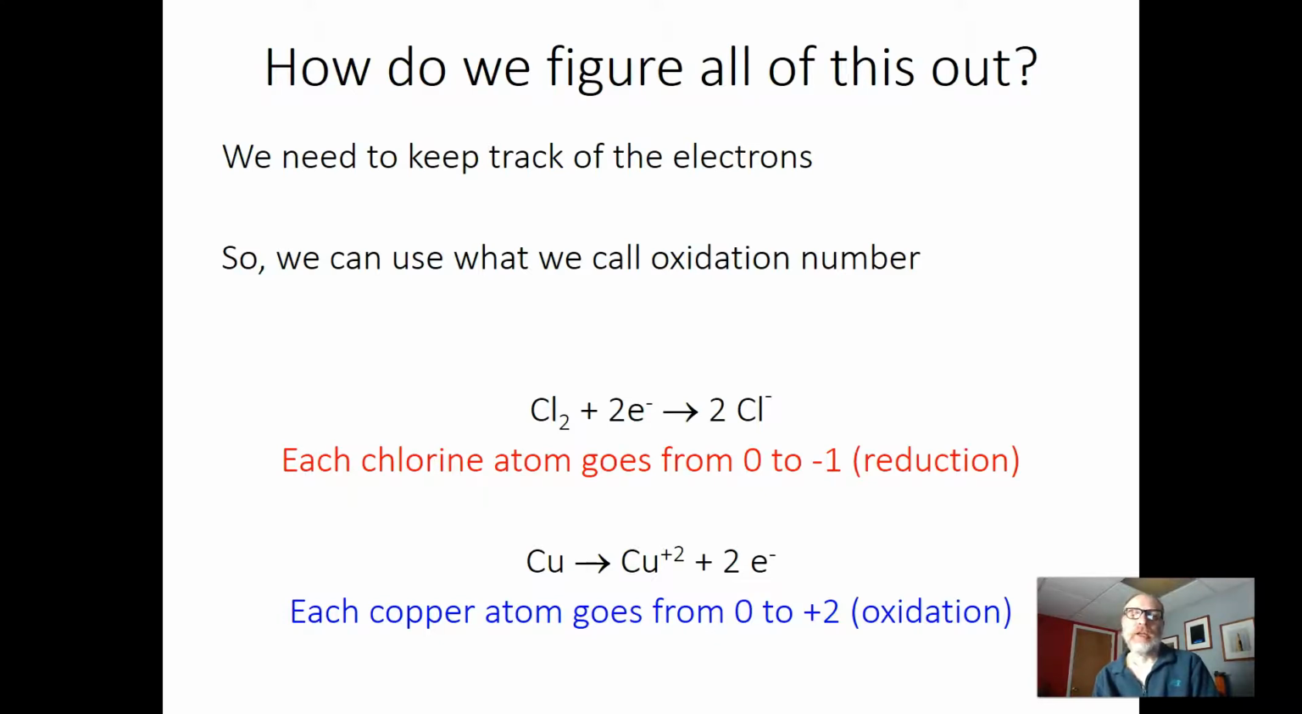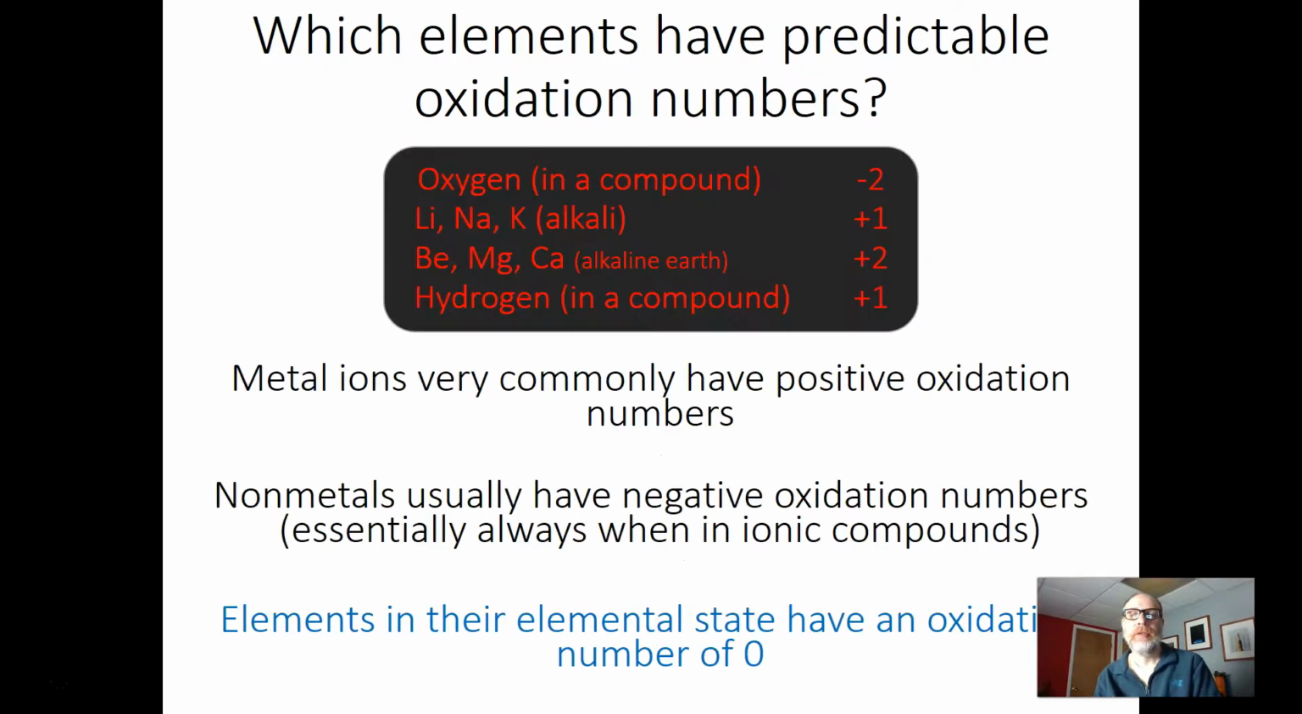Notice that the oxidation number goes from 0 to +2. Notice it's getting more positive, or getting larger. Whenever the oxidation number gets larger for an element in a chemical reaction, we call that oxidation. So for reduction, the oxidation number gets smaller, and for oxidation, the oxidation number gets larger or more positive.